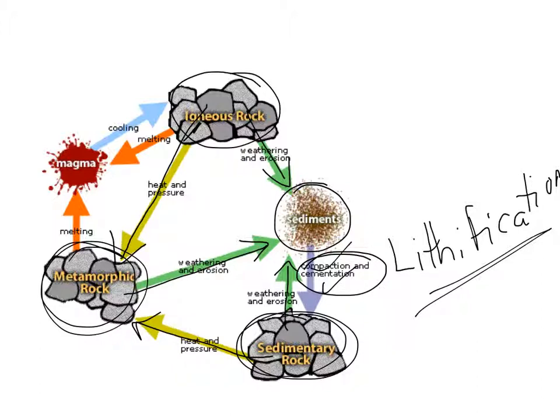Now please note that here heat and pressure is indicated. Hot chemical fluids are not indicated, and it's really important that hot chemical fluids is always said when you say heat and pressure. The hot chemical fluids provide the mechanism for how the rocks actually get changed, so it's very important that you not leave that out. Also, there should have been an arrow here in this particular diagram that said that you can take a metamorphic rock and you can subject it to heat, pressure, and hot chemical fluids, and you can get another metamorphic rock.